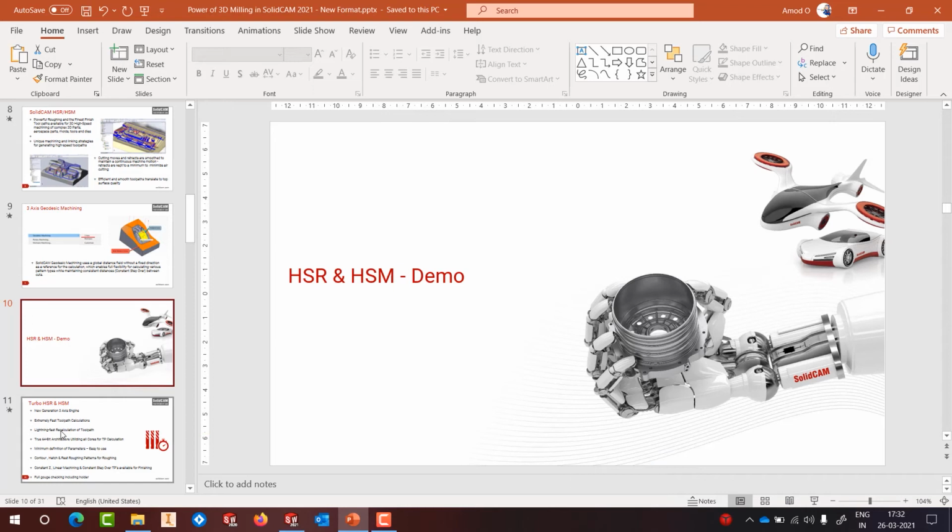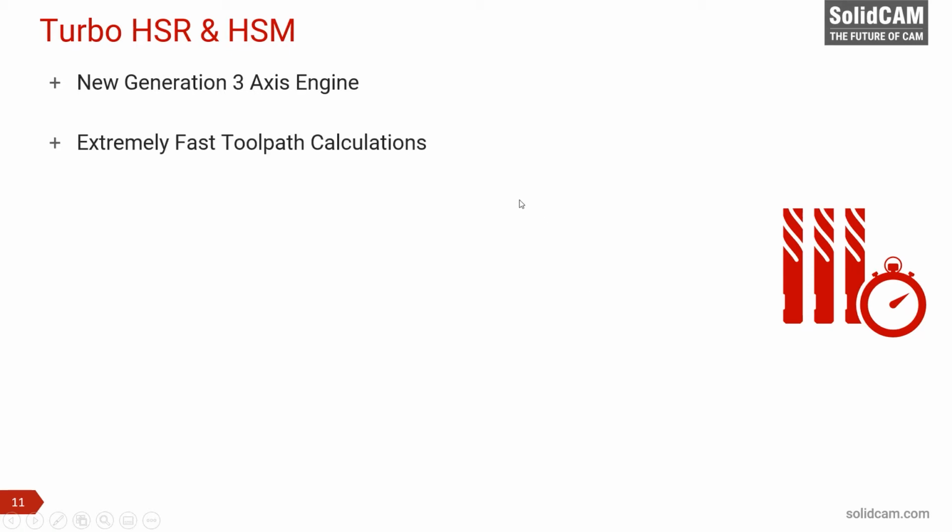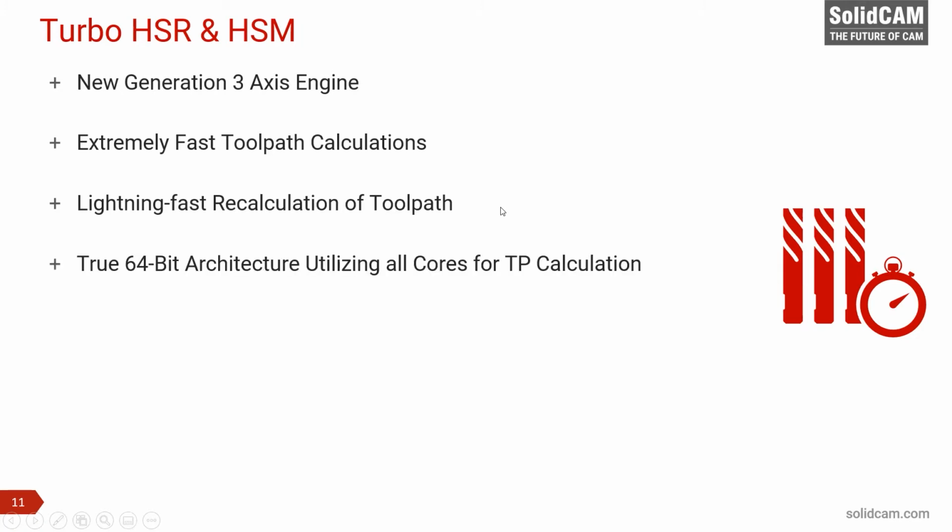Let's go to the next topic in our presentation, and that's about the new generation Turbo HSR and HSM. It's a new generation 3-axis engine. It's extremely fast in toolpath calculations, lightning fast in recalculations of the toolpath, true 64-bit architecture utilizing all the cores for toolpath calculation. If you have 8 cores, 12 cores, or a 16 core machine, you can imagine the speed of calculation. It will start increasing dramatically as the number of cores on your machine increase.